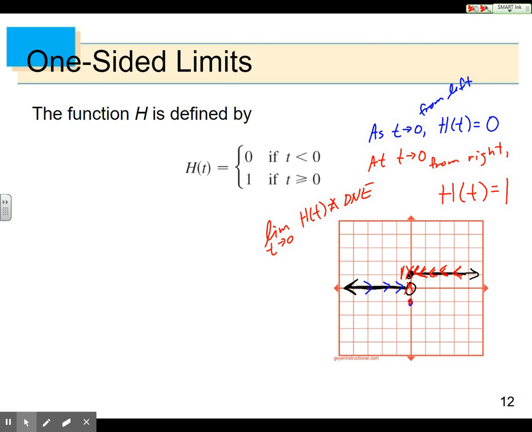So that's another way to show that the limit does not exist. It can oscillate wildly like we saw in the last example, or it can just come in at two different values from the left and the right.